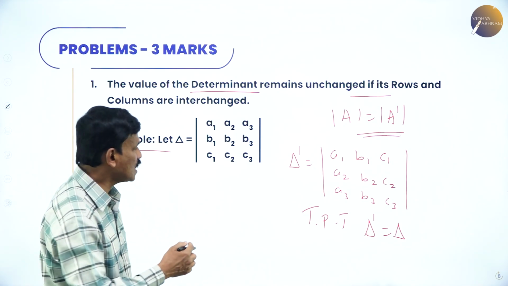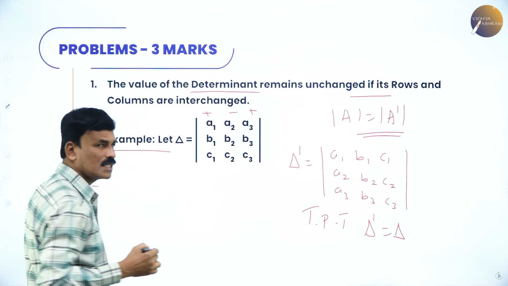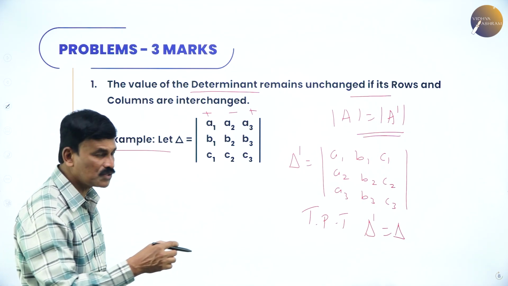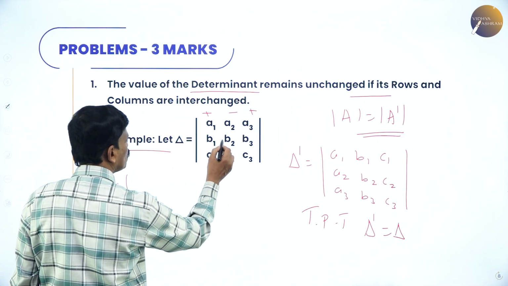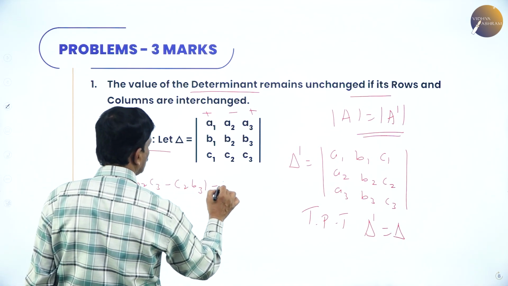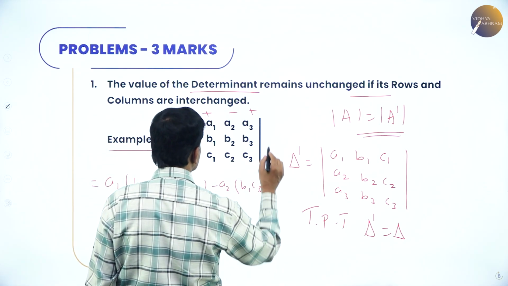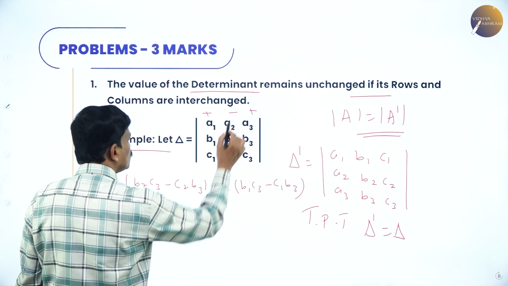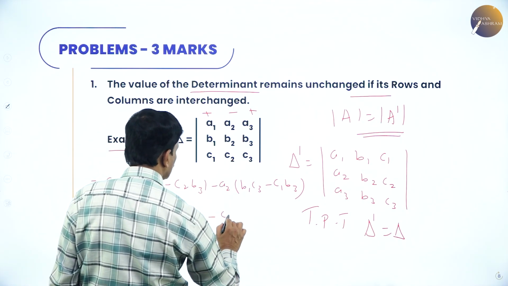Let us expand delta first. Now, expansion of this delta is equal to, now you know, plus, minus and plus. How to expand a 3 rows 3 column determinant with respect to the first row? Expand with respect to the first row, plus, minus and plus. A1 into, this row and column is deleted, B2 C3 minus C2 B3, again minus A2 into, this row and column is deleted, B1 C3 minus C1 B3, then plus A3 into, this row and column is deleted, B1 C2 minus C1 B2.